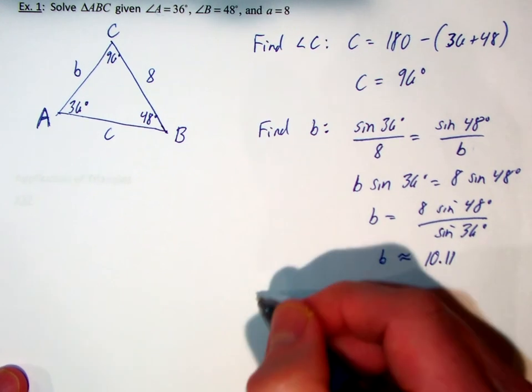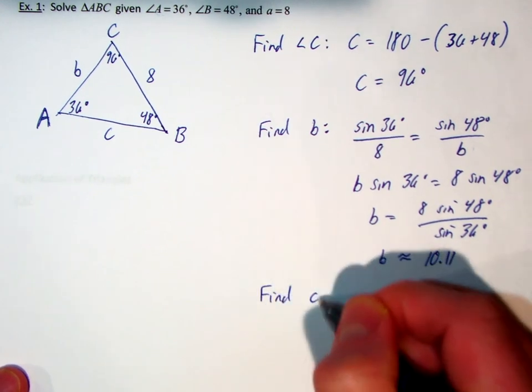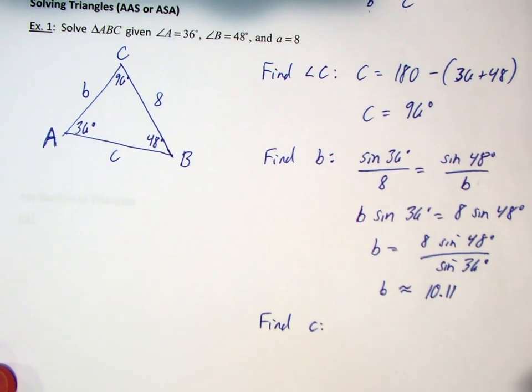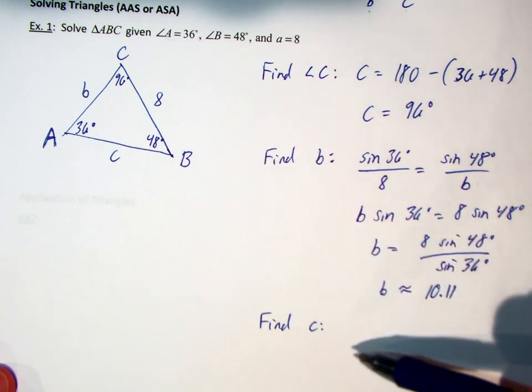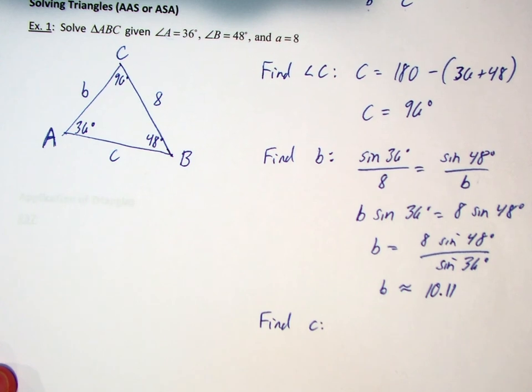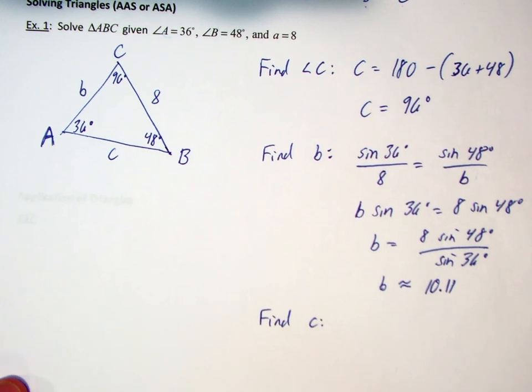Okay, now, we have one more side to find, side C. Now, let me pause for a moment. Do not use Pythagorean theorem. Sometimes students want to say, okay, I know two sides of a triangle. I can just use a squared plus b squared equals c squared. Remember, Pythagorean theorem only works for right triangles. Only for right triangles. This is not a right triangle. So we can't use Pythagorean theorem.